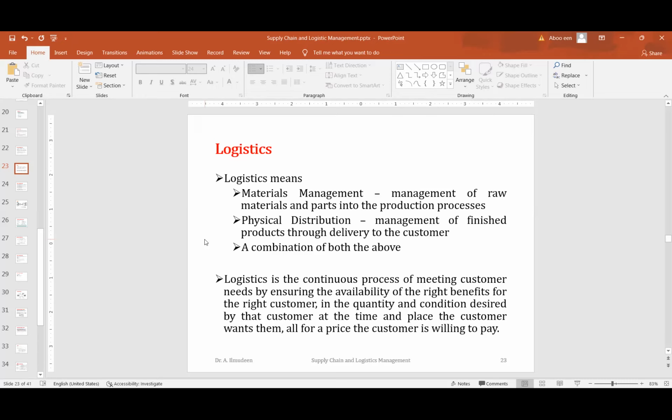But in the context of customers, logistics is the continuous process of meeting customer needs by ensuring the availability of the right benefits to the right customers, in the right quantity and the desired condition, at the time and the place the customer wants them, all for a price the customer is willing to pay. Logistics means the right product, at the right time, for the right customers, in the desired condition, with no shortage in the supply, and at a price the customer is willing to pay.